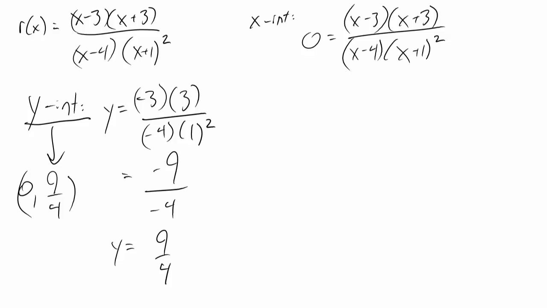Now the good news is we're going to be able to get rid of the denominator entirely, because we're going to just treat this algebraically and multiply both sides by the denominator in order to get rid of it. So we'll multiply both sides by (x minus 4) times that (x plus 1) squared.